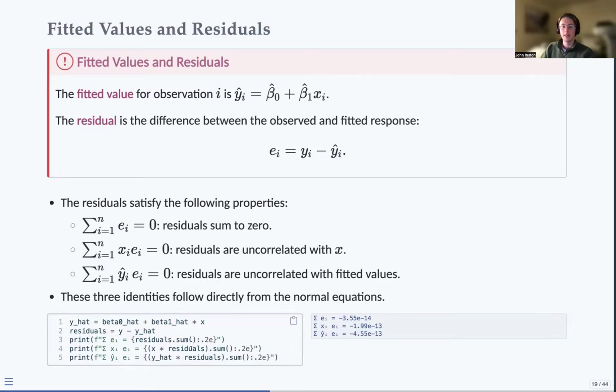We are taking our estimates for the parameters of the simple linear regression. We are computing all of the different estimates for the fitted values. This is using vector notation. So here X is this vector of values we defined earlier. And then we can compute this vector of the residuals as just the difference between the true Y and this estimate for Y. And the residual sum, the residuals times X, and the residuals times Y hat, all summed.